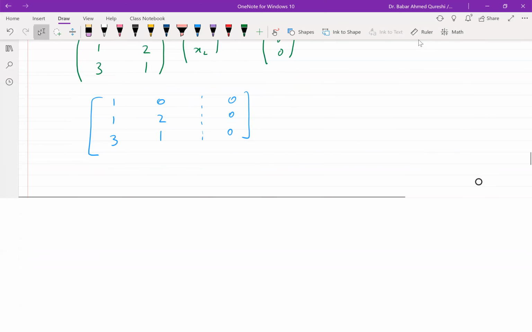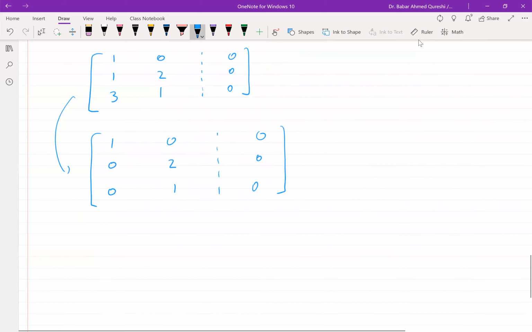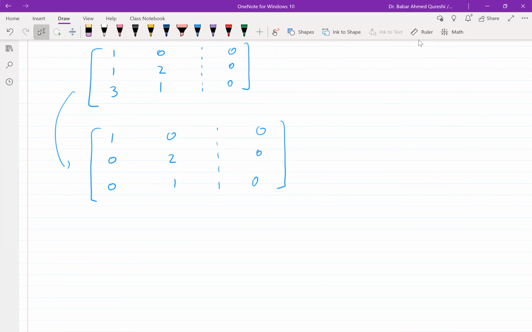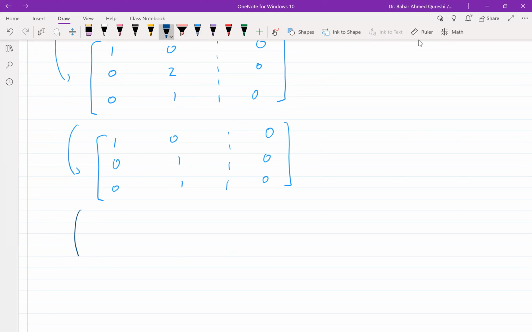And when I try to bring it to the echelon form, I have minus one times the first row added to the second. Minus three times the first row added to the third. So I see that I can now multiply, bring it like this, by multiplying the second row by half. And now I can remove this one by adding minus times the second row to the third.